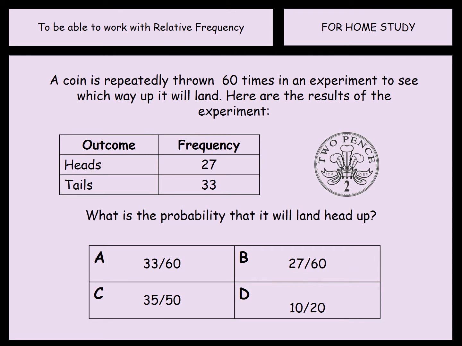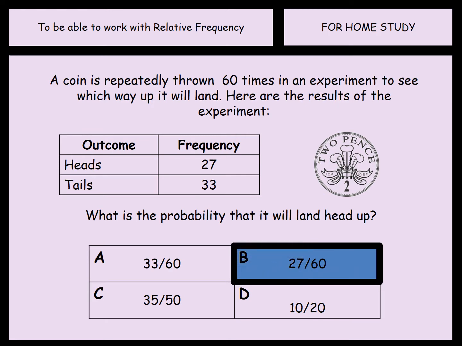Next quick question to kind of test understanding. It says it's been thrown 60 times. So always look in the question first before you start adding up. So 60 times, what's the probability it will land heads up? We've got 27. So 27 out of 60.